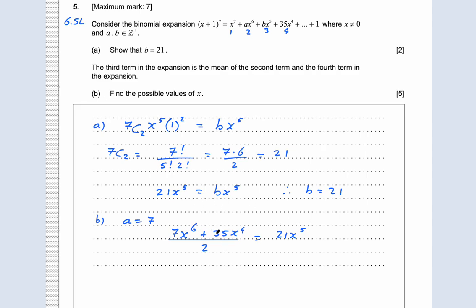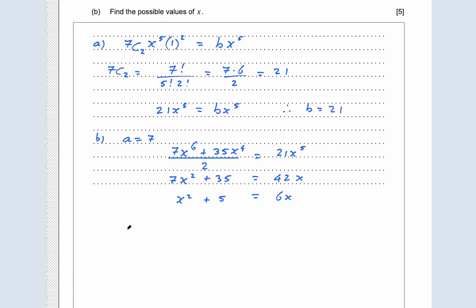Now these x's cancel, guys, and I can multiply across by 2. So I'm going to divide everything by x to the 4. This gives me 7x squared plus 35 equals, I'm going to multiply by 2 as well, 42x, because I'm dividing by x to the 4. So now I have a quadratic. And actually, guys, let's divide everything by 7. So it's x squared plus 5 equals 6x. Let's go x squared minus 6x plus 5 equals 0.